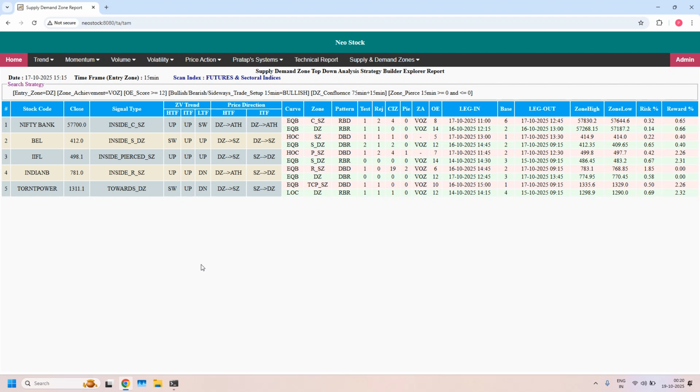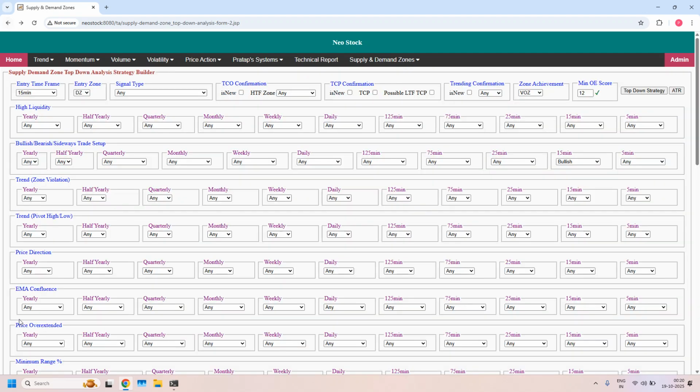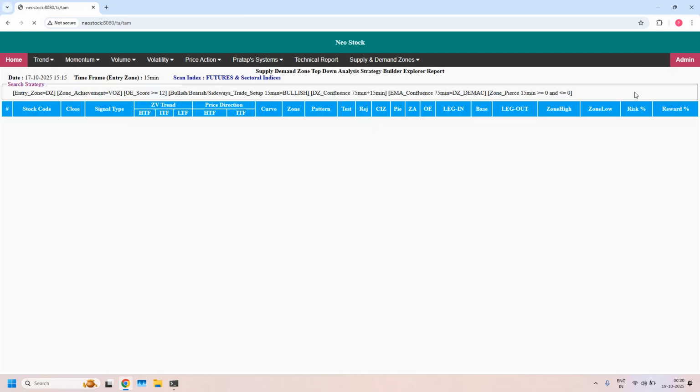So let's further filter based on EMA confluence at the 75-minute demand zone, that is 75-minute demand zone with daily EMA confluence. By enabling the filter, we don't have any stocks.